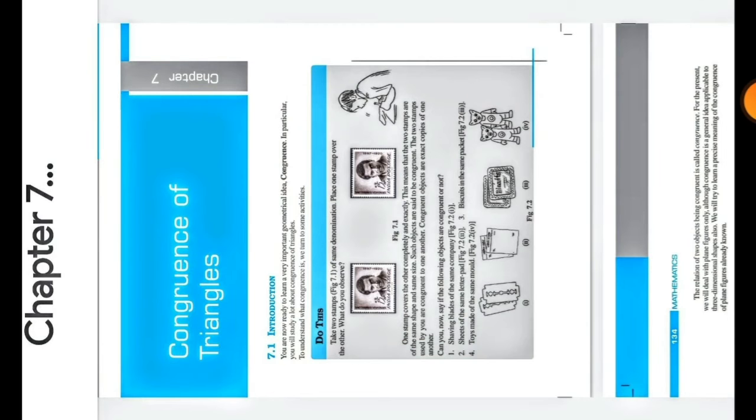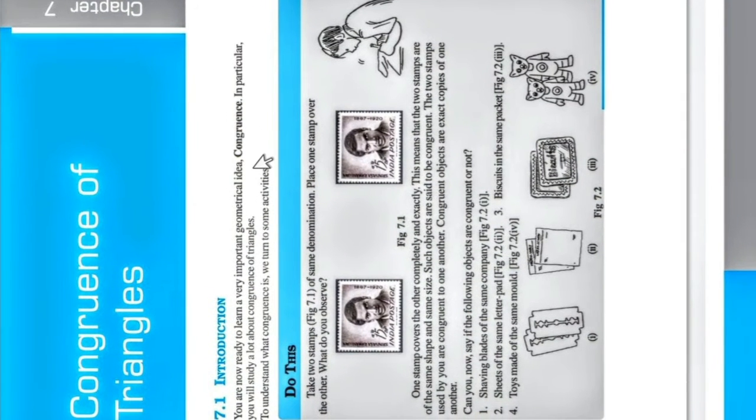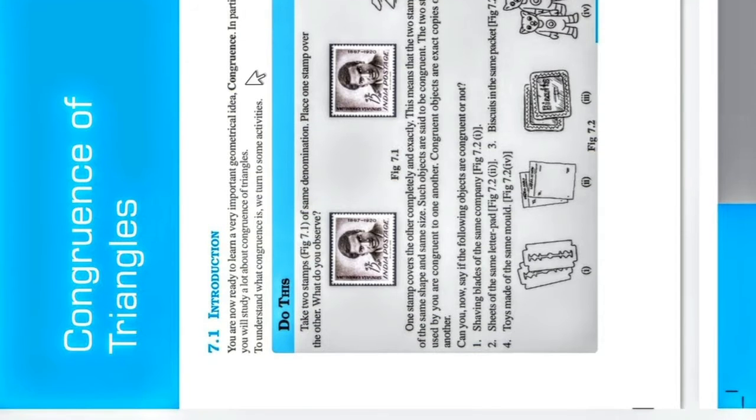Today, let us start with chapter number 7, congruence of triangles. You are now ready to learn a very important geometrical idea, congruence. In particular, you will study a lot about congruence of triangles. To understand congruence, we turn to some activities.